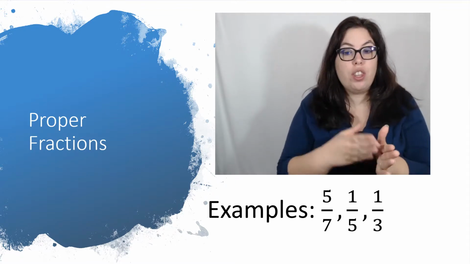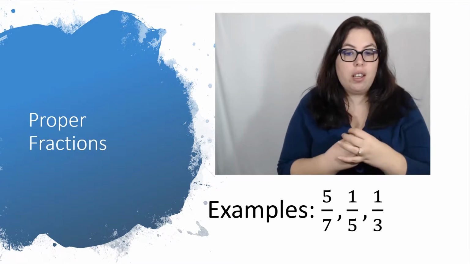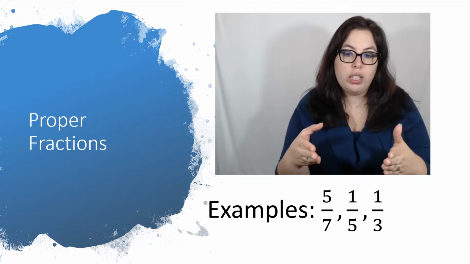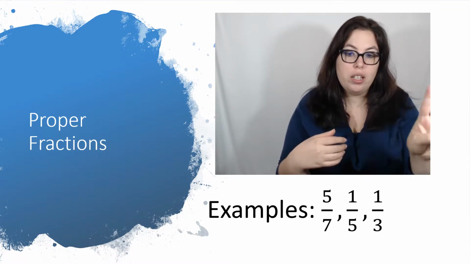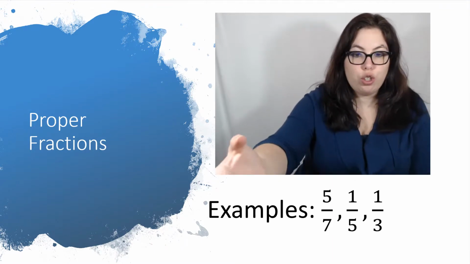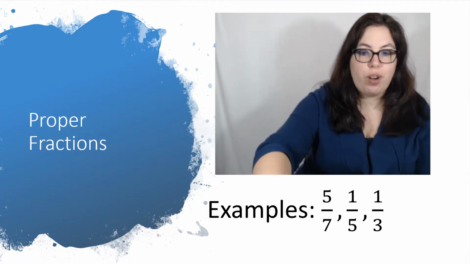I'm 1/5 of the way towards 1. All right, 1/3, I am 1/3 of the way to 1. 3 make 1, and I only have 1 piece. So that's your traditional fraction. It's called a proper fraction.